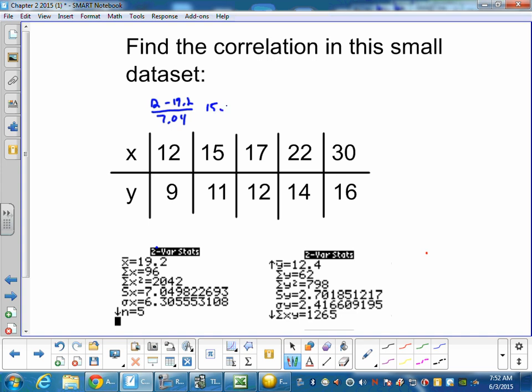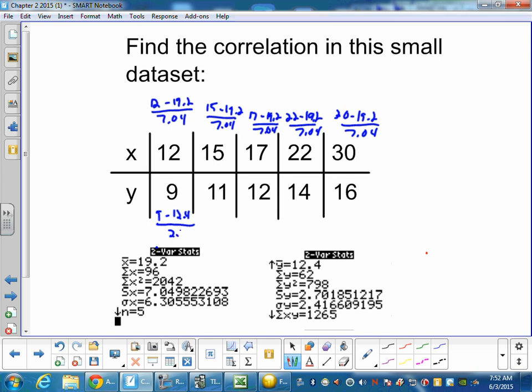Then we're going to take 15 minus 19.2 over our standard deviation. Then 17 minus 19.2 over our standard deviation. And so on through the whole data set. Now, for our y variables, we have to do that, but with 12.4 and 2.7. So we just do that across.